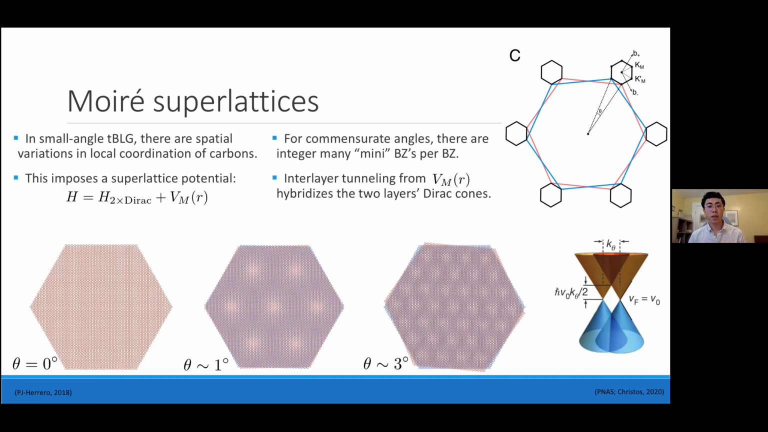And as I mentioned, the crucial feature of the Moiré potential is that it hybridizes the two layers' Dirac cones. So in the bottom right here we have two unhybridized Dirac cones. We'd imagine the presence of the Moiré potential. We can open up gaps, say here, between the two Dirac cones, and that can correspond to a small bandwidth, as we illustrated in the previous slide.